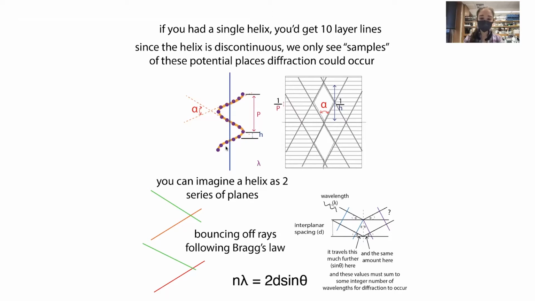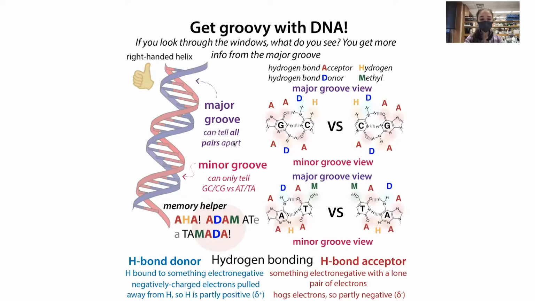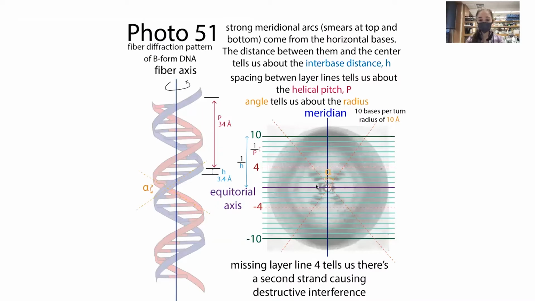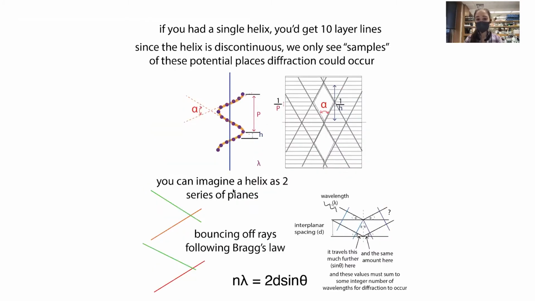And if you were to do this with a single helix, what you would get would be a pattern of spotted lines going like this, kind of like you see here. We'll get into more about how we can learn about the distance between these lines. But what we can see is that we're missing this line. This is the fourth, layer 4. And because we're missing this, this is actually telling us that instead of just having a single helix, what we actually have is a double helix.